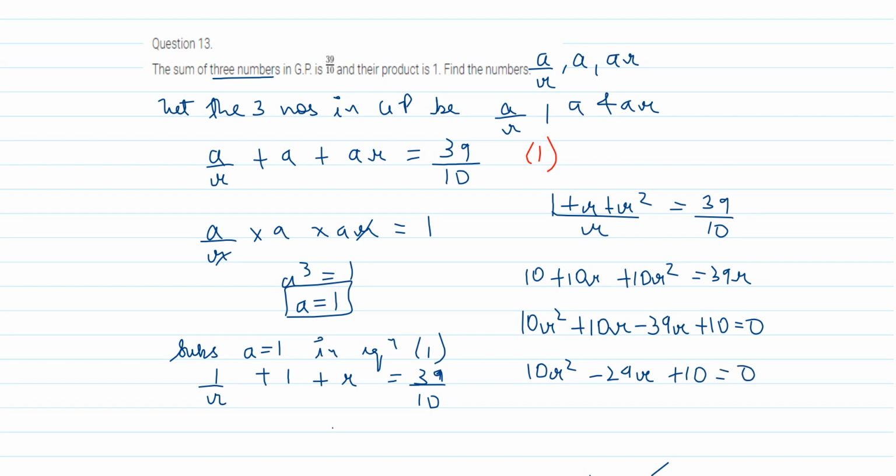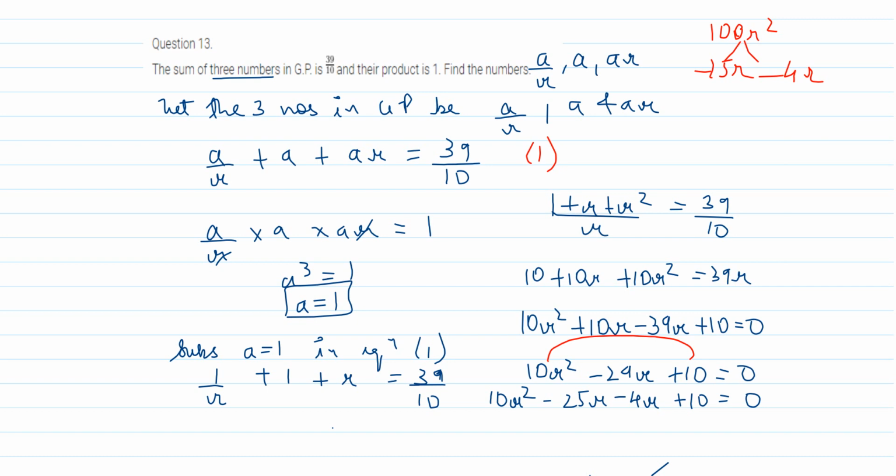Now students, you will be multiplying the extreme terms. What is the multiplication of the extreme terms? That is 10 into 10, 100R square. So factorizing this, I want minus 29, that is minus minus. So what are the factors of 100? Those are 25 and 4. Solving the quadratic equation, that's very simple, students. You all know: 10R square minus 25R minus 4R plus 10 is equal to 0.